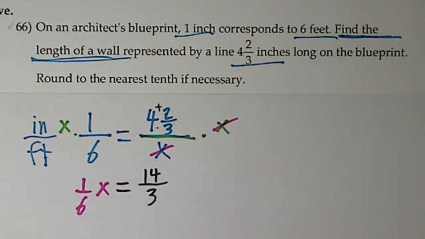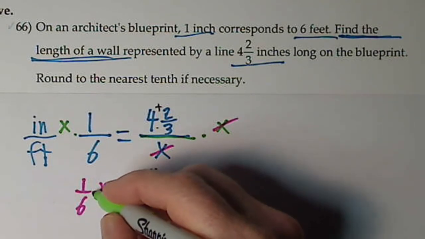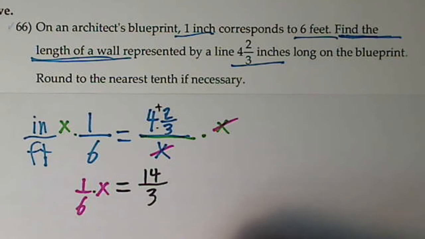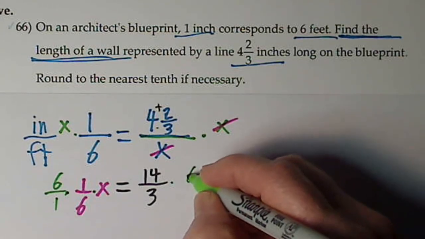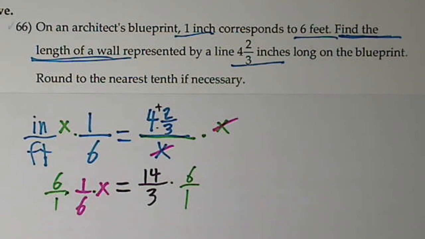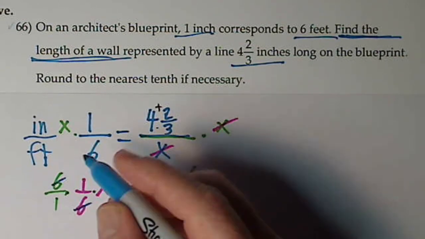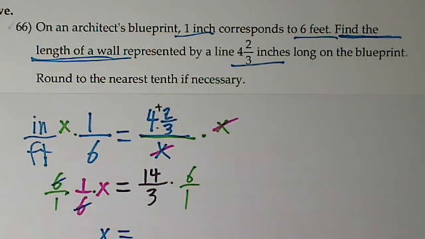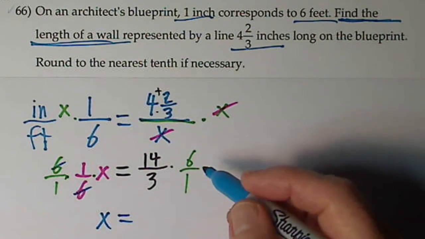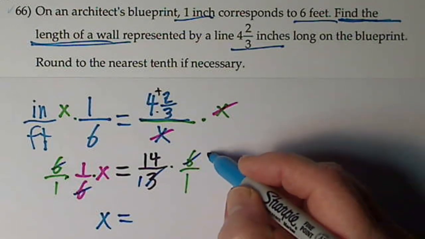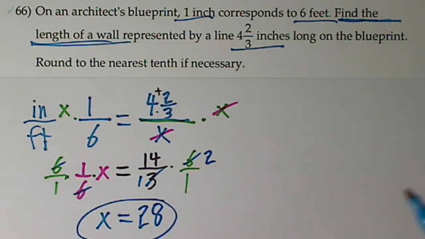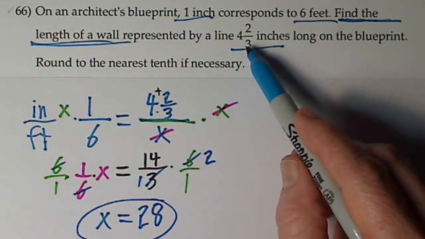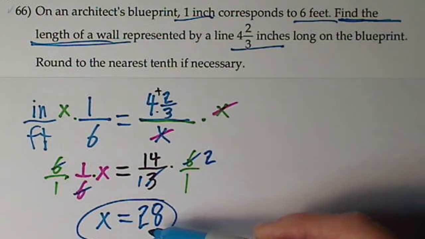And now we just want to get x by itself. I want to get rid of 1/6. It's held there by multiplication, so I'm going to divide by 1/6. When you divide by a fraction, you flip it and multiply. So I multiply each side by 6/1. And this will clean up pretty quickly. 6 goes into 6 once, so you have x equals. And 3 goes into 3 once, 3 goes into 6 twice, 2 times 14, 28. So a line 4 2/3 inches represents a wall that's 28 feet long.